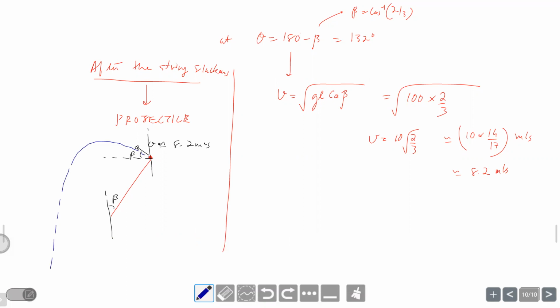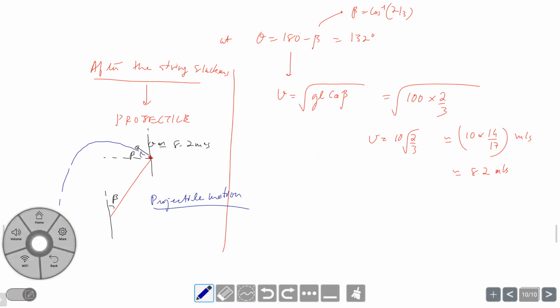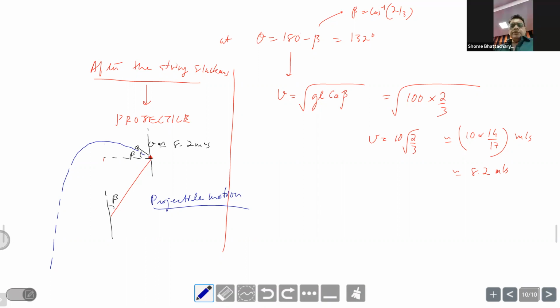While the string is slack, it is in projectile motion, where the initial speed of projection is that, and the angle of projection to the horizontal is this. So for example, if you want to find the maximum height, or how much time it takes to reach some other position, you have to use projectile motion. You can understand this. Okay, so people just make a note of this. We will do one more problem, but I will first have to save this.